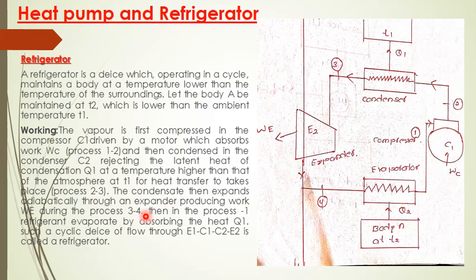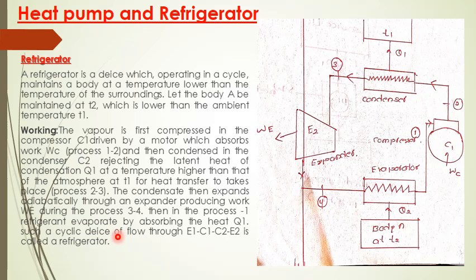In the process 3 to 4, what happens? Work is done by the system. In the process 3 to 4, it is expansion. In the process 4 to 1, the refrigerant evaporates by absorbing the heat Q2. By absorbing the heat Q2, the refrigerant evaporates here.